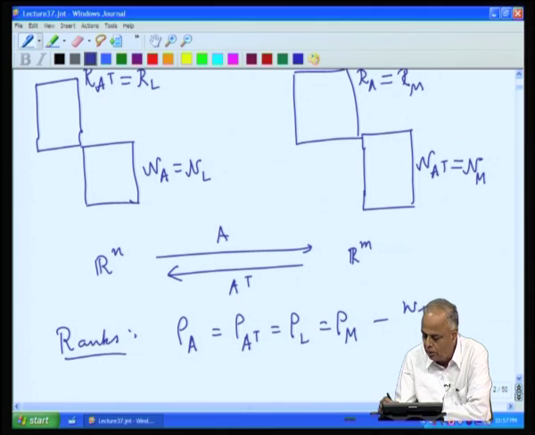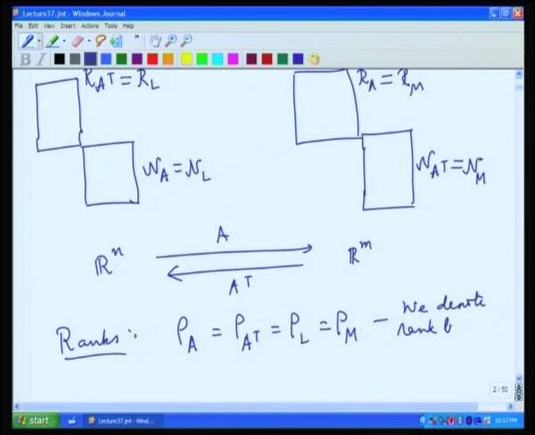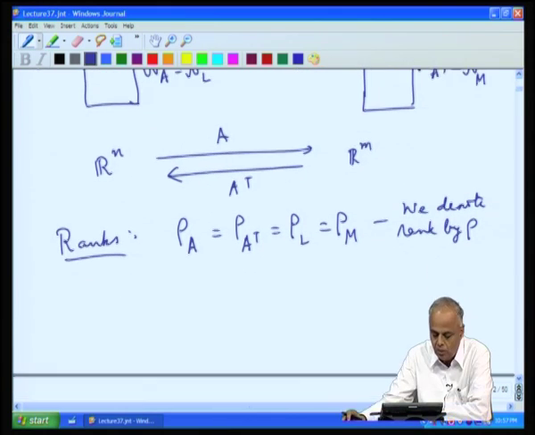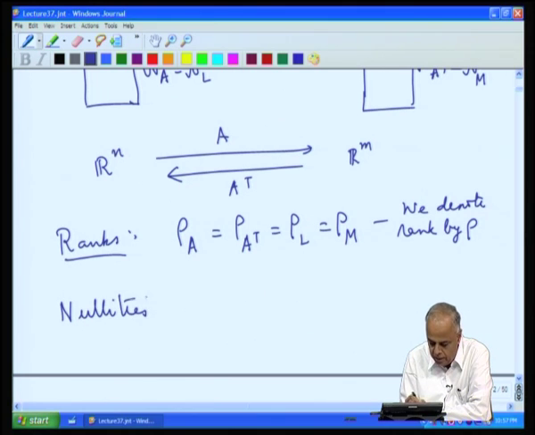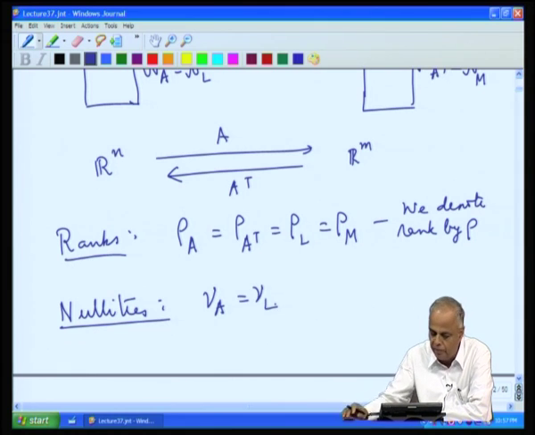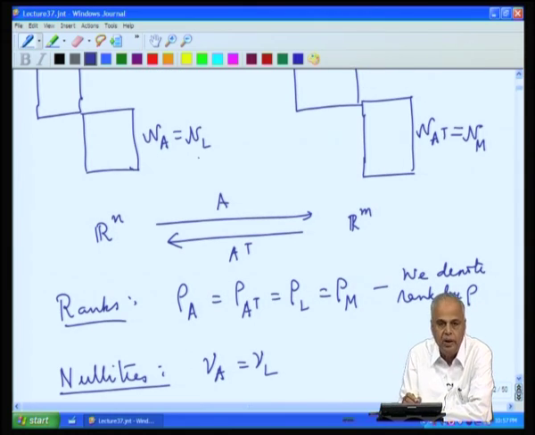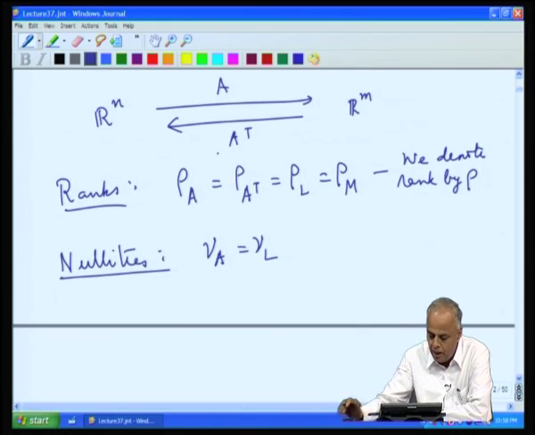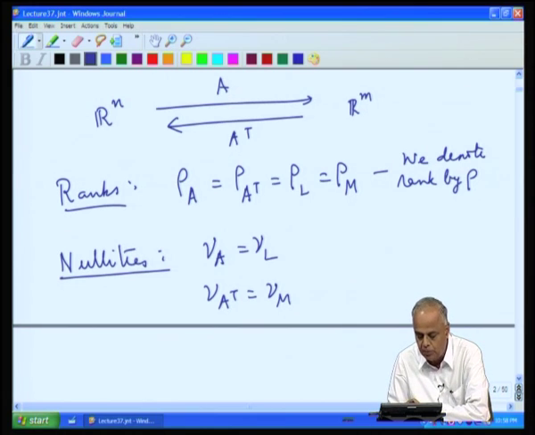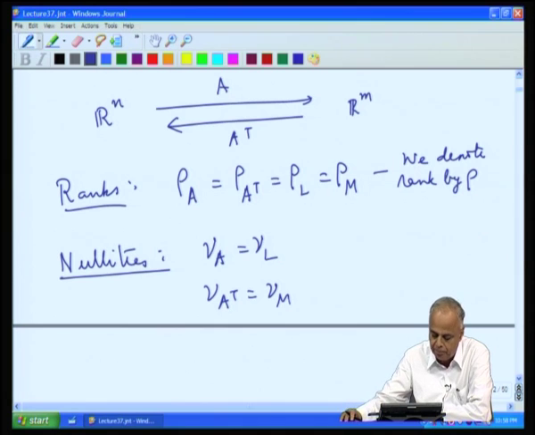So, from now on we denote the rank by rho, since all these are equal. The nullities were related as follows: the nullity of A is the same as nullity of L, because the null space of A is the same as null space of L, and the nullity of A transpose is the same as nullity of M, because the null space of A transpose is the same as null space of M.